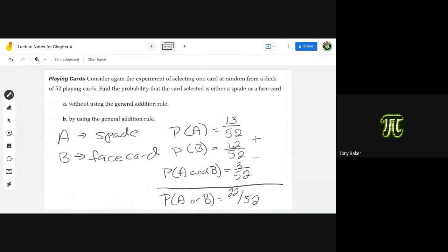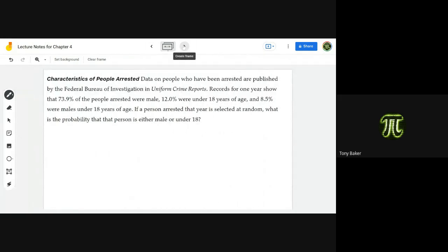I do have one more. All right. Two more of these.